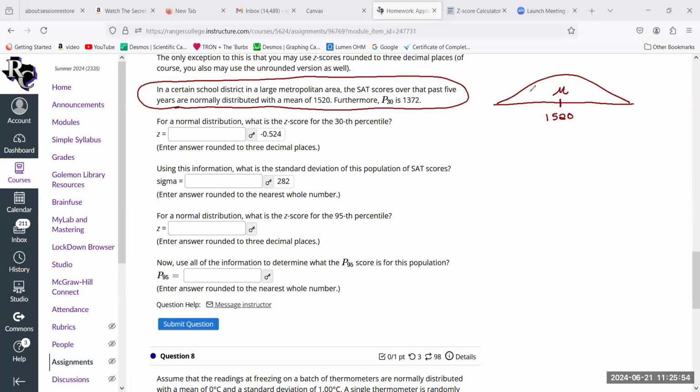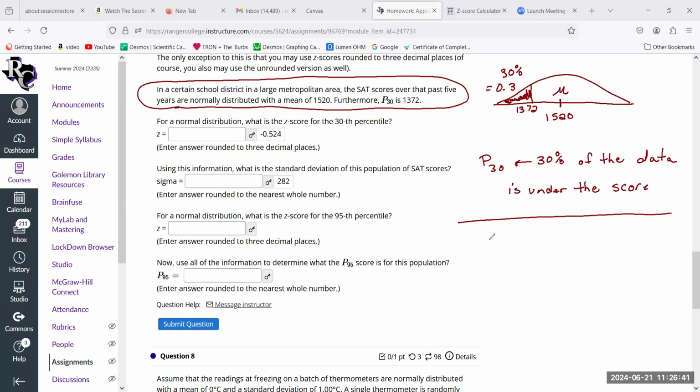So what they mean by that is that if you remember that if I have a 30th percentile, 30% of the data that we're looking at, or people, or whatever it is, is going to be below whatever the score is here. So usually using percentiles for scores. So that means if I have 1,372 here, that this region here should represent 30% of my data. Or we'll say 0.3.